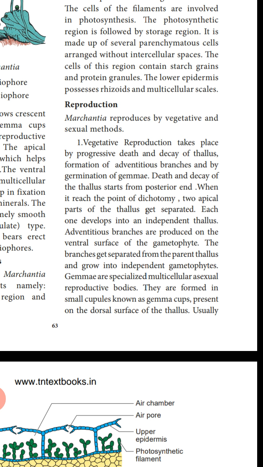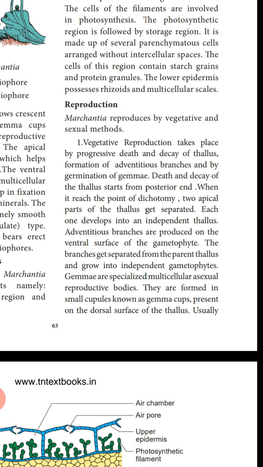Next, formation of adventitious branches. On the lower side of the thallus, some adventitious branches arise. These adventitious branches also detach from the parent plant and give rise to a new thallus. Next is the germination of the gemma. Already we studied that on the dorsal side there are some cup-like structures. They are called gemma cups. Inside the gemma cups, the gemma is present. They germinate and give rise to a new thallus.